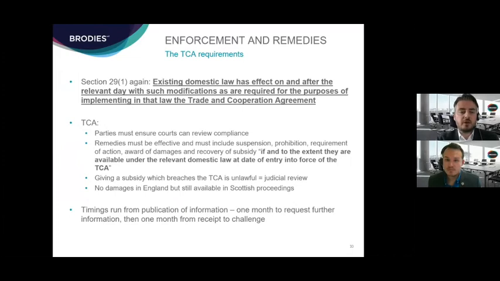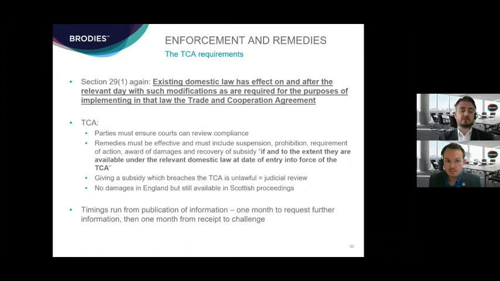So enforcement and remedies, just briefly, what's the position at the moment under the TCA till the bill becomes an act and comes into force? So we're going back to section 29 of the Future Relationship Act again. Existing domestic law is essentially made subject to the necessity of implementing that law consistently with the TCA.